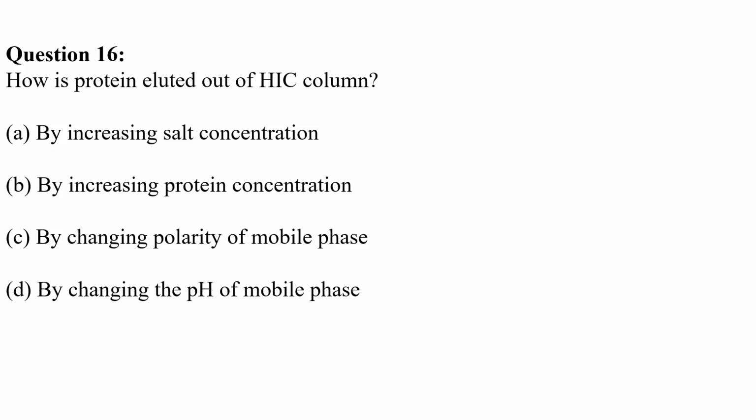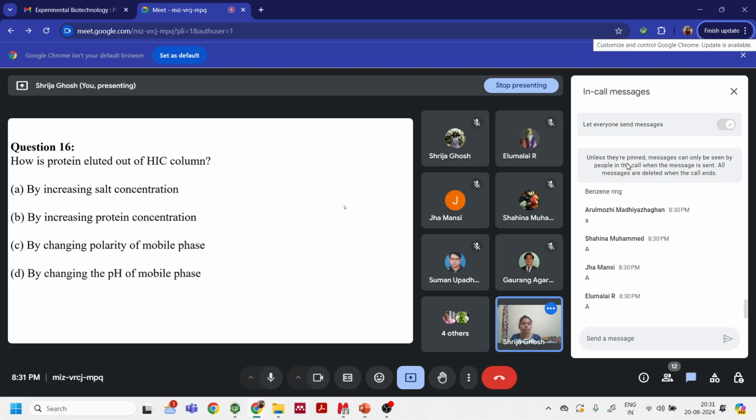Now once my protein of interest has bound to the column, how will I take it out of the column? How will I elute it out of the column? Do I elute it by increasing the salt concentration, by increasing the protein concentration, by changing the polarity, or by changing the pH of the mobile phase? So how can we elute it? Okay, we have the answer option A, by increasing the salt concentration.